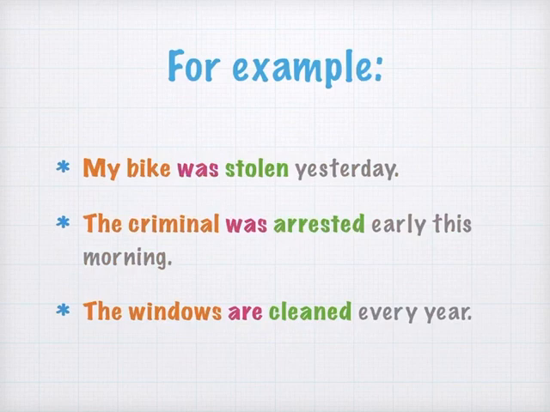Pero claro, es el sujeto del verbo, pero no realiza activamente esa acción. Por lo tanto, el verbo tiene que estar en voz pasiva. El verbo to be más el participio del pasado.